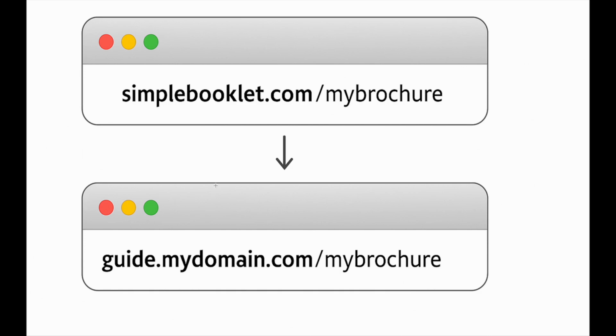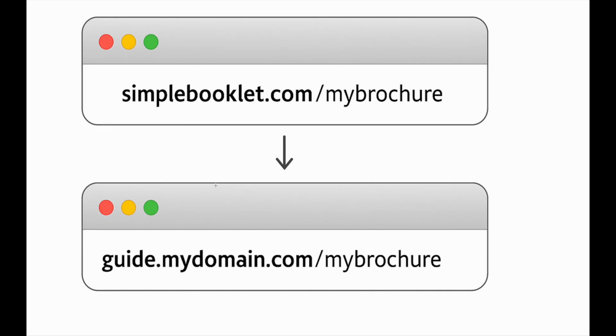The second is the points to. Make sure this is set to simplebooklet.com. Type it exactly like that. And then the third is the TTL. Leave it on the default or set it to around 30 minutes if it gives you options. Then click Save.